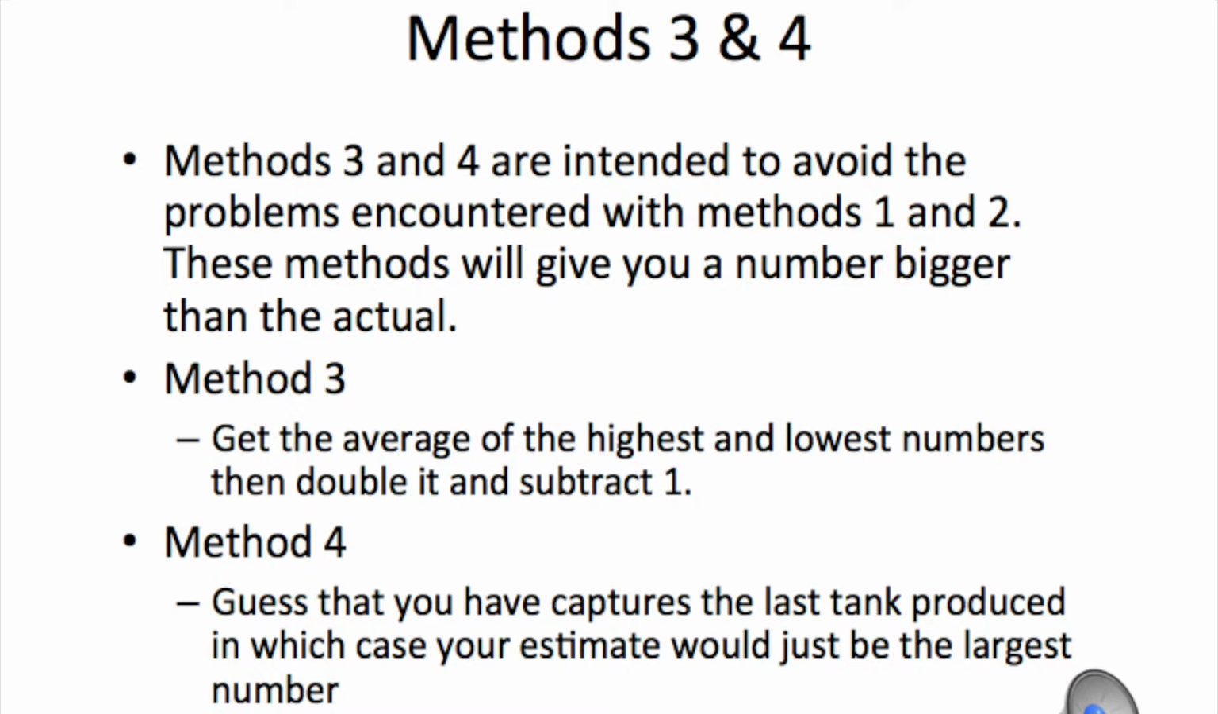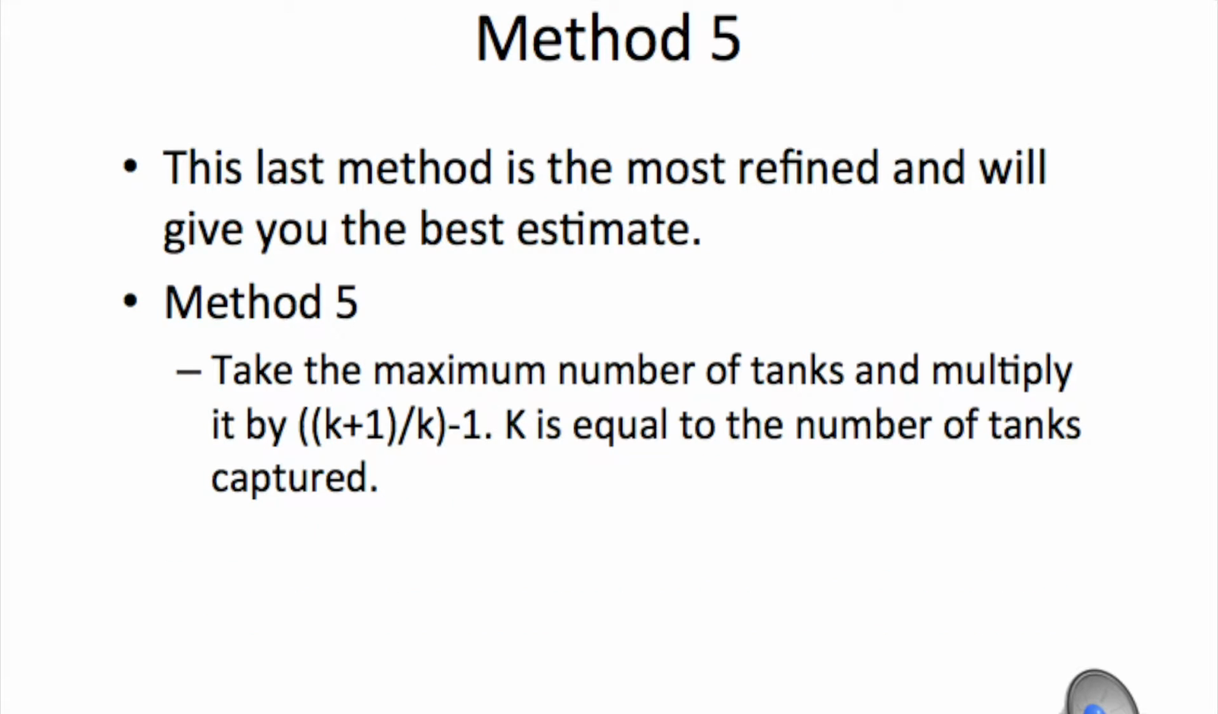Methods 3 and 4 are intended to avoid the problems encountered with methods 1 and 2. These methods will give you a bigger number than the actual. Method 3 involves getting the average of the highest and lowest numbers of your sample, then doubling it and subtracting 1. Method 4 involves assuming that you have captured the last possible tank produced, in which case your estimate would be the highest possible number.